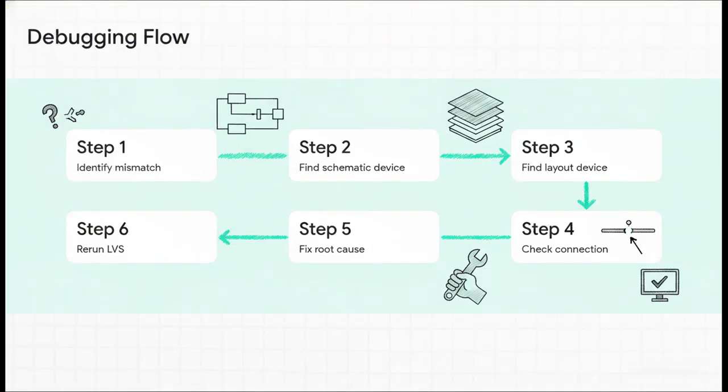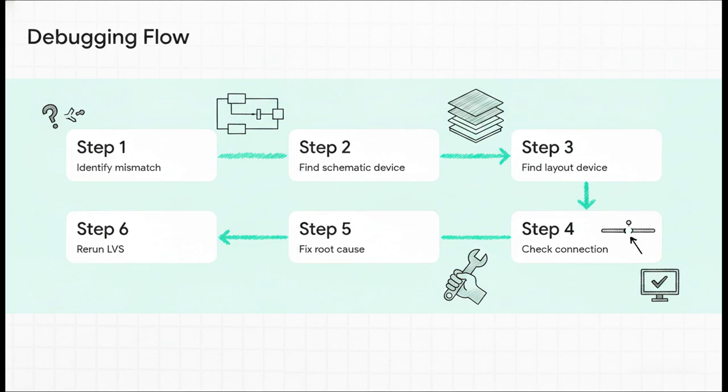When that LVS report inevitably fails, and trust me it will, you need a systematic technique. Staring at a massive layout and randomly moving polygons around is just a recipe for disaster and wasted time. Never randomly edit your layout. Instead, rigorously follow the 6-step debugging mindset to trace the specific net mismatch right back to its physical source so you can fix it efficiently.